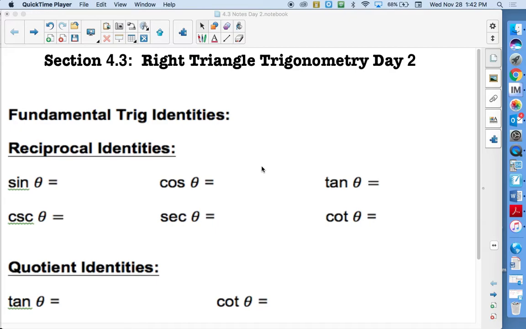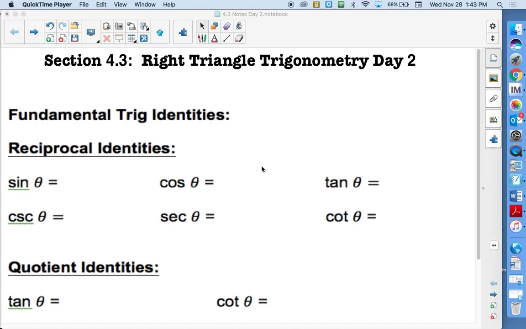1 over y. So Virginia said 1 over y. Well, what do we know is y? What function is y? Sine. So the reciprocal of the cosecant is 1 over the sine. Well, now if you think the opposite of that, if you want to know what the reciprocal of the sine is, the reciprocal of the sine would be 1 over the cosecant.